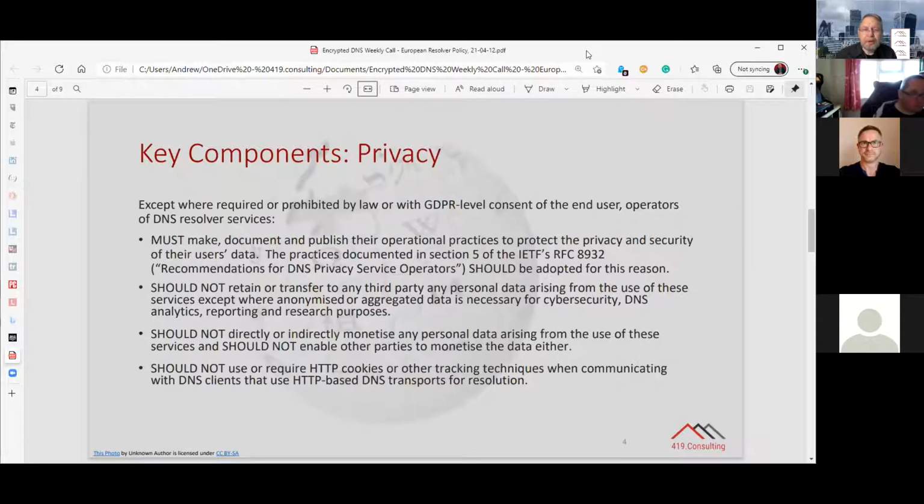Secondly, resolver operators should not retain or transfer to any third party any personal data that they gain from the operation of those services, except where it's anonymized or aggregated for use in activities such as cybersecurity, DNS analytics, reporting and research purposes. But other than that, they shouldn't be sharing or indeed retaining that data long-term. They certainly shouldn't monetize the data either directly or indirectly, or transfer it to third parties for them to monetize instead. And they should not use or require HTTP cookies or any other tracking techniques. That's partly to kill the myth of users being tracked all over the internet through their DNS activity.